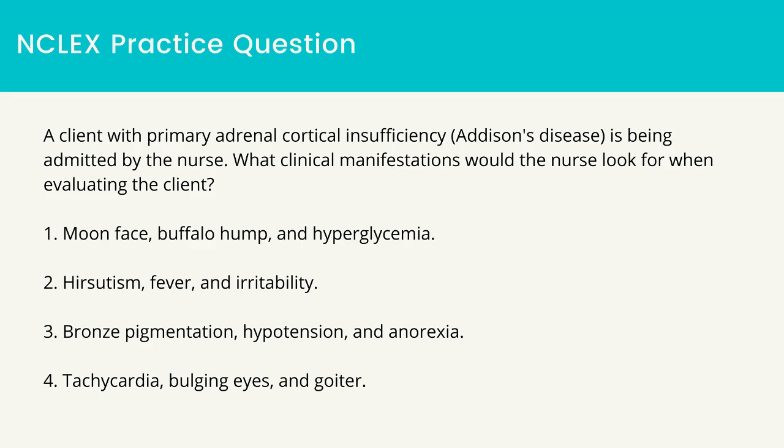Alright, you made it to the end of the video. Back to that question at the very beginning of the video. A client with primary adrenal cortical insufficiency, or Addison's disease, is being admitted by the nurse. What clinical manifestations would the nurse look for when evaluating the client? 1. Moon face, buffalo hump, and hyperglycemia. 2. Hirsutism, fever, and irritability. 3. Bronze pigmentation, hypotension, and anorexia. 4. Tachycardia, bulging eyes, and goiter. The correct answer is 3.